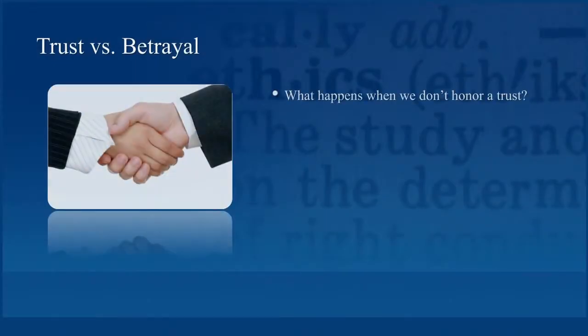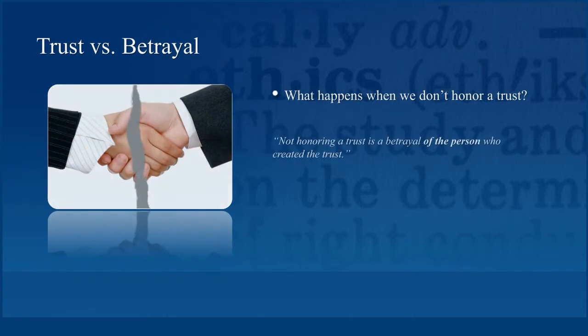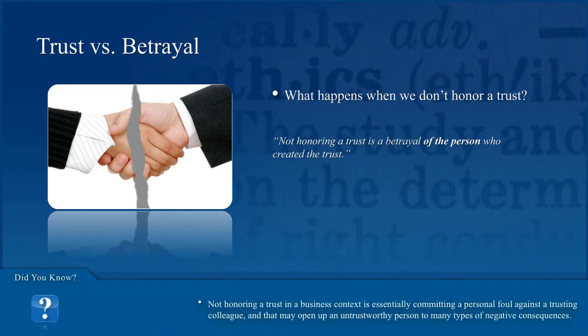An additional concept to consider before we begin looking at the different types of social contracts that exist in business is the concept of trust versus betrayal. What happens when we don't honor a trust? Not honoring a trust is a betrayal of the person who created the trust. It's not a betrayal of the trust, but a betrayal of the person who granted the trust.